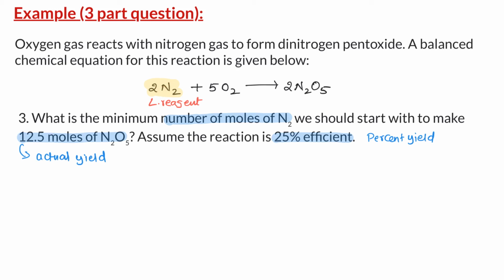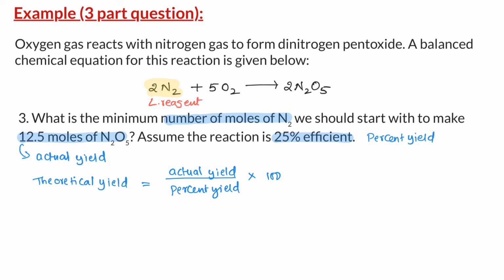We cannot use the actual moles of N2O5 to calculate the moles of N2 required. We need the theoretical moles or theoretical yield of N2O5 to do so. We can use the percent yield and actual yield to calculate first the theoretical yield of N2O5. The theoretical yield of N2O5 is equal to actual yield divided by percent yield times 100.